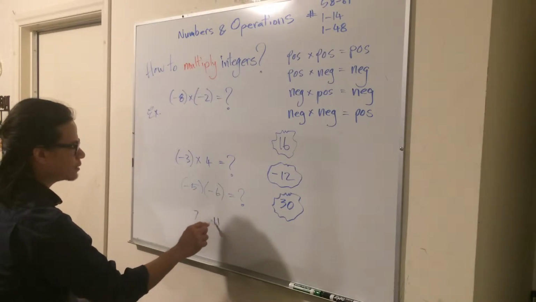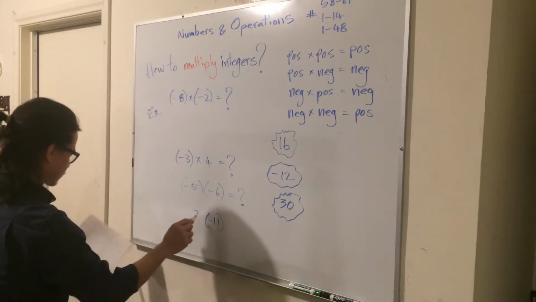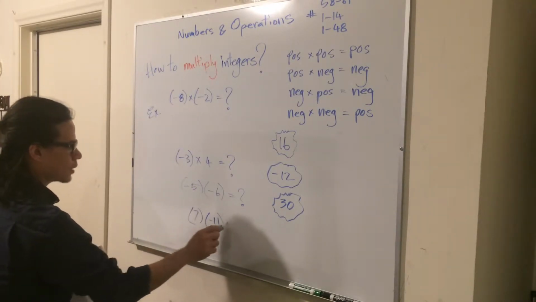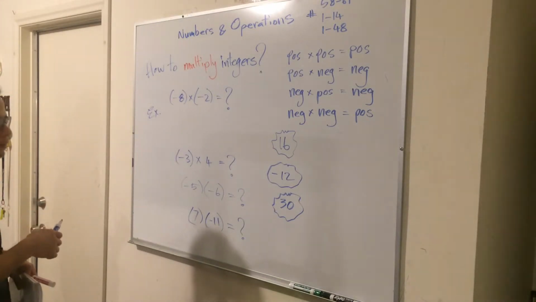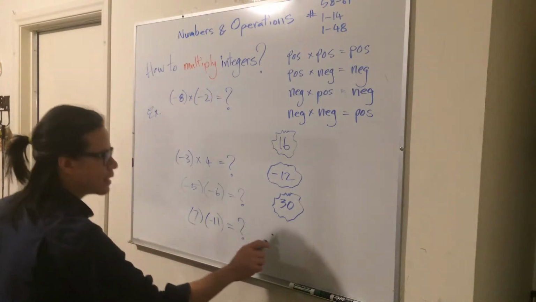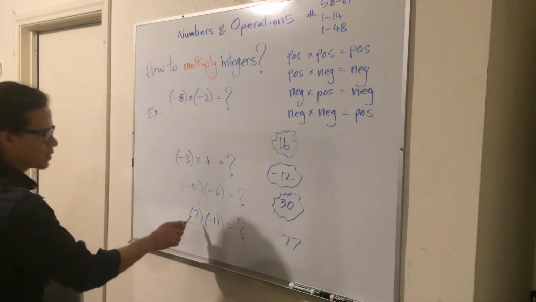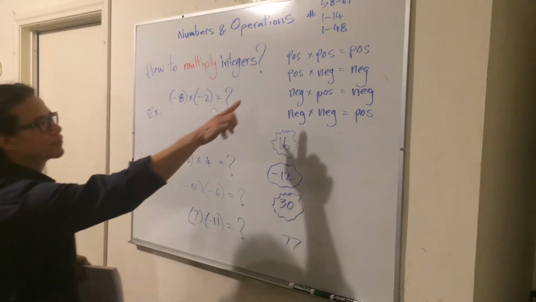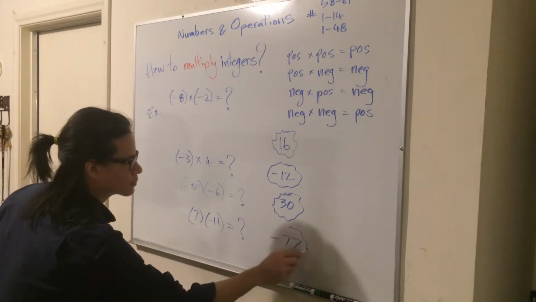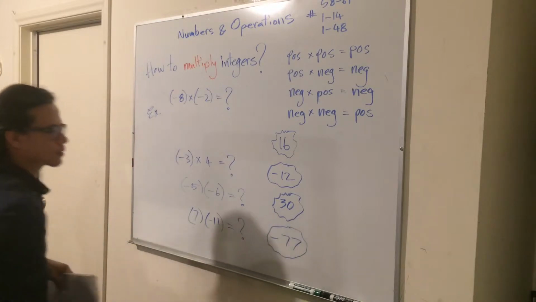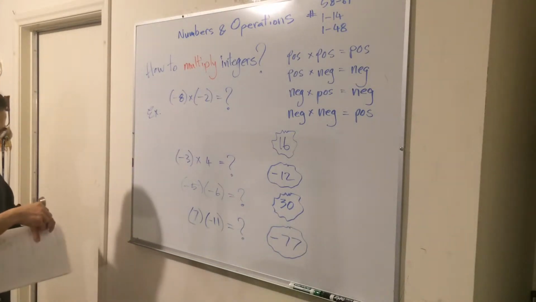7 times 11, let's make it a negative 11. Okay, equals what? Okay, so 7 times 11 is 77. You have positive times negative is equal to negative. There it is.